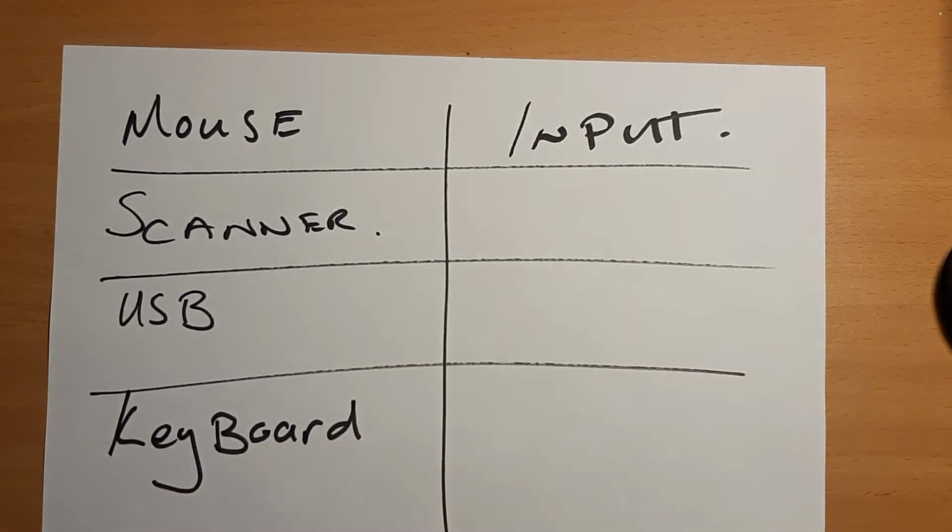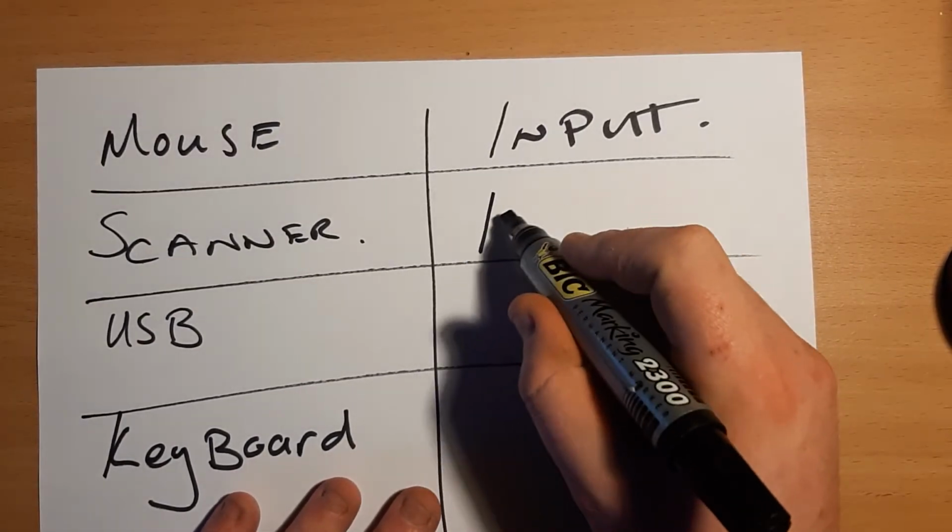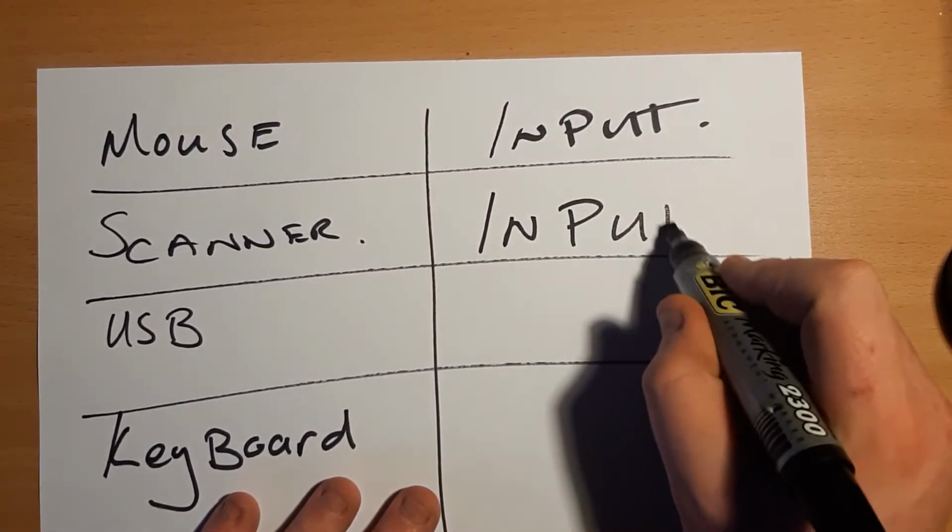Scanner. If it was a printer, it'd be an output because you're sending signals from the computer to the printer. A scanner does not print documents. It brings them into the computer. It scans the document into the computer, so it is an input.